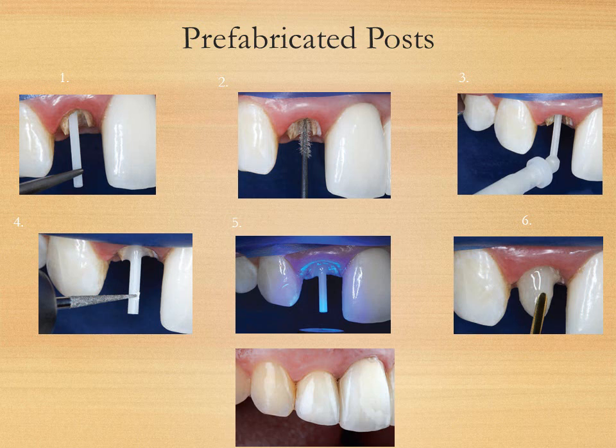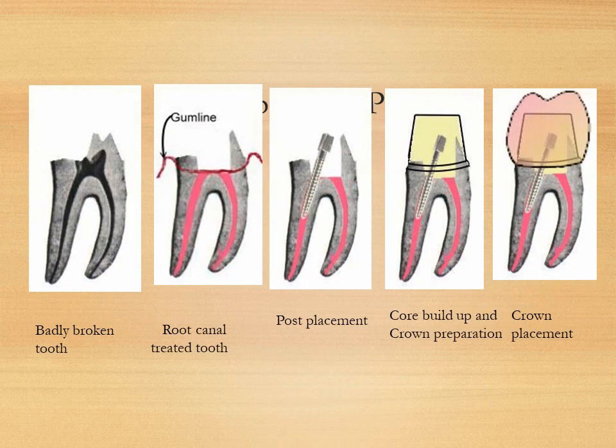And there, of course, you can see in the sixth figure, the core buildup has been done, and then you do the final tooth preparation to receive the crown, and then you take the impressions, and in the last step you can see the prosthesis has been luted for the patient. So you can see a very good prosthesis which has been luted. And so basically this is the fundamental of your post and core.